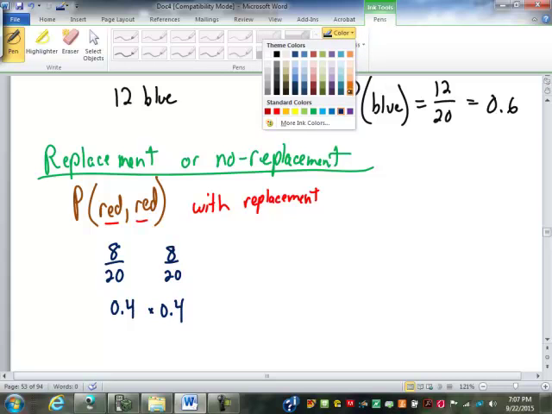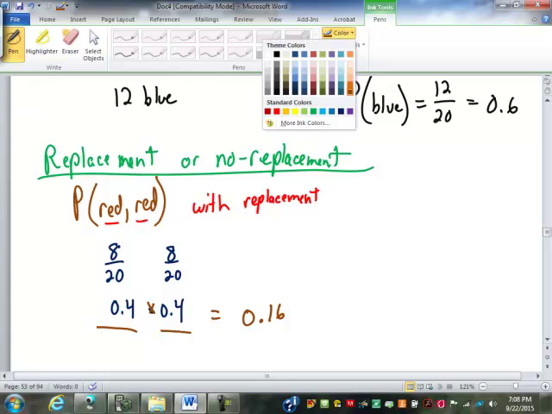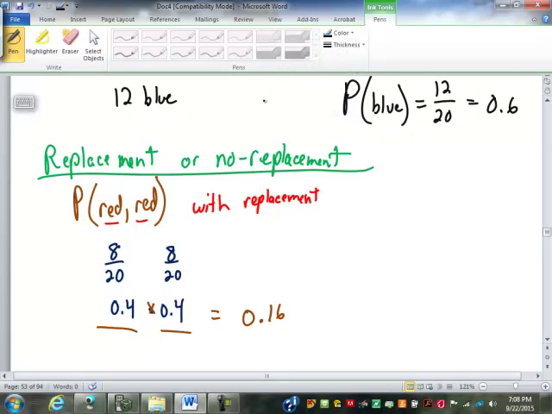The probability of both of those occurring, of getting the first one red and the second one red, is found by multiplying the 2 probabilities together. So if there are 2 probabilities that have to both occur, the probability of both of them occurring is found by multiplying them together. 0.4 times 0.4 is 0.16. So the probability of both marbles being red is 0.16. Not too good. Not that great.